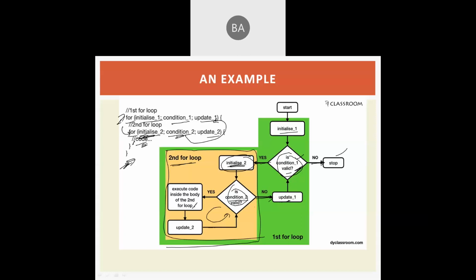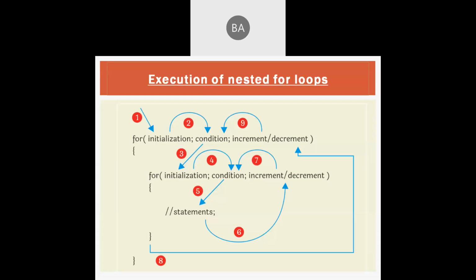Fine. So this is a second for loop, and this green color indicates that this is the first for loop. Okay. So within this green color, you are embedding this orange color basically. Fine. That is the nested for loop. This is one example. So the execution of this nested for loop, if you see that this is the initialization and then condition and decrement operation, and this is the initialization, condition, increment and decrementation, and this is the body of this loop.